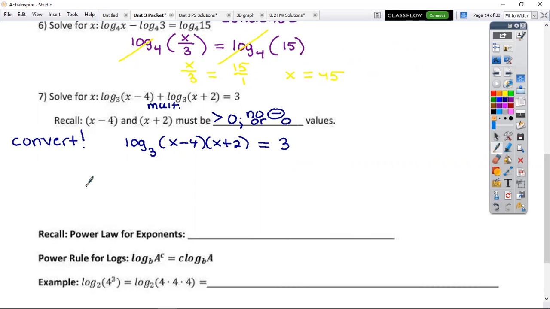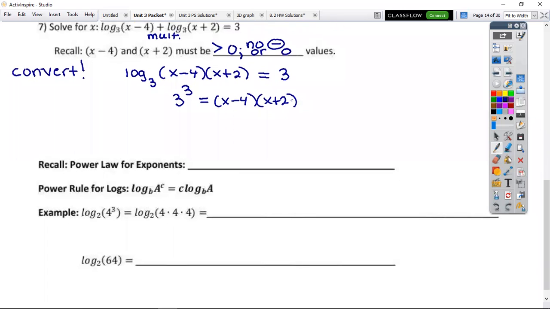So to convert this, your subscript comes up and these two items switch places. So it becomes 3 raised to the 3rd is equal to x minus 4 times x plus 2. Okay, these problems are kind of the opposite of one another. So one you can cancel the bases, one you cannot. So now you're going to solve.